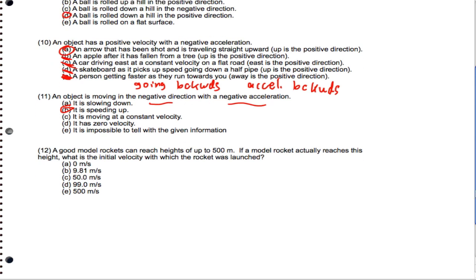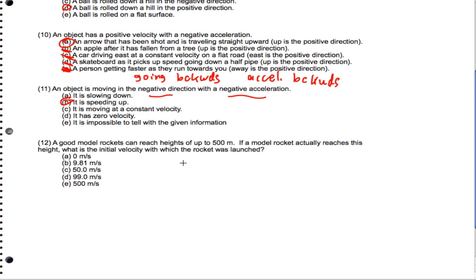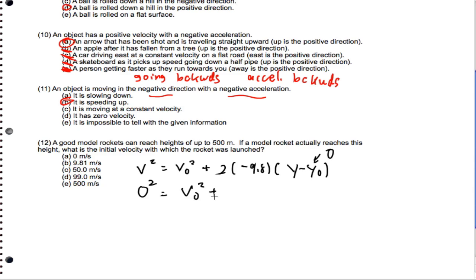Okay, now, a model rocket reaches a height of 500 meters. What was the initial velocity with which the rocket was launched? We've got a choice of formulas, and you just have to memorize these. So v squared equals v naught squared plus 2 times negative 9.8 times (y minus y naught). We start off from 0, and we have 0 speed at the top, so 0 equals v naught squared plus 2 times negative 9.8 times 500.